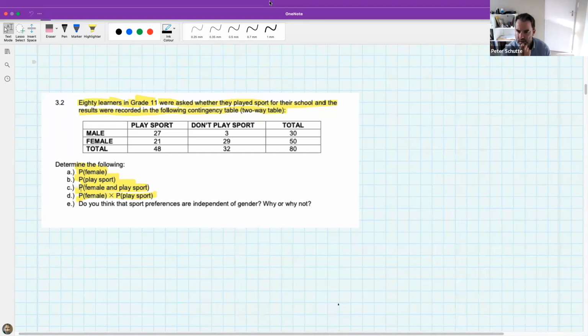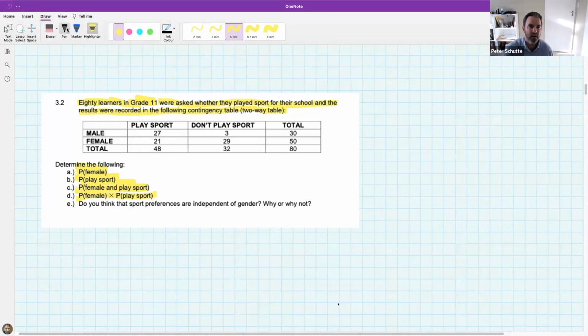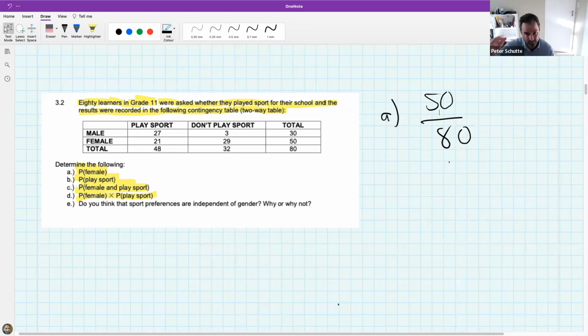Okay, so I see some answers coming in for A. I'm pretty confident it's going to be out of 80. And female, if I look at the female row, there's a 50 out of 80 chance that a randomly chosen person will be female. So the sample definitely has more females in it than males. Unless I'm adding up wrong, but 21 plus 29, yep, that gives me 50.